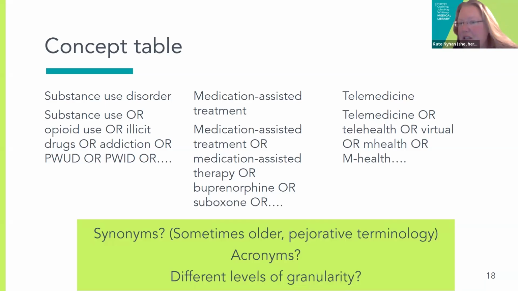Then for medication assisted treatment, I might look for the phrase medication assisted treatment or medication assisted therapy or individual medication names. And then for the idea of telemedicine, I'll look for synonyms like telemedicine, but also telehealth or virtual if it shows up in the abstract of a paper. I'm almost always going to use more than one word for each idea I'm looking for, because it's hard to predict how the authors of papers I want to read might have described their work.